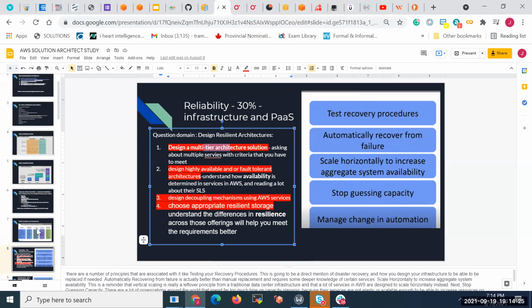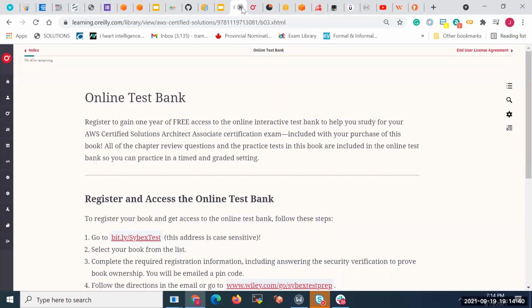So if it helps, would you like to watch the well-architected framework together? Then I will start to go back and explain these things first. Sure. Okay, let me do that.